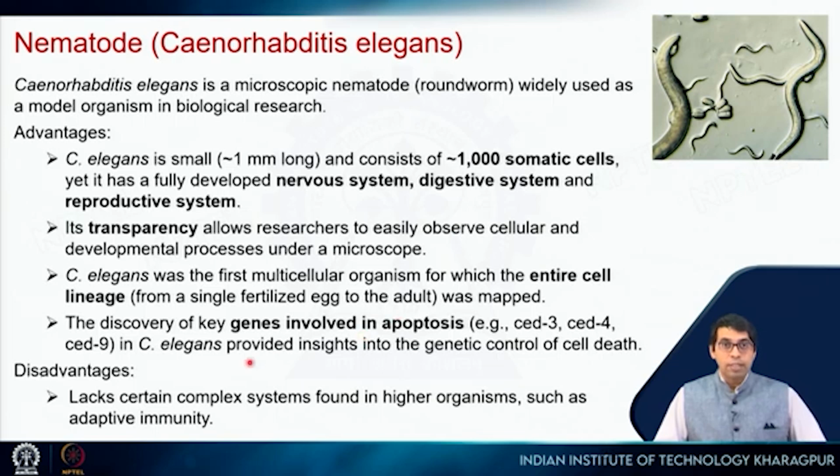So what are the disadvantages? It lacks the complete complex systems which are found in higher organisms, such as adaptive immunity. So again, if you want to study something like that, then C. elegans is not the model organism. You have to go for something like mouse.